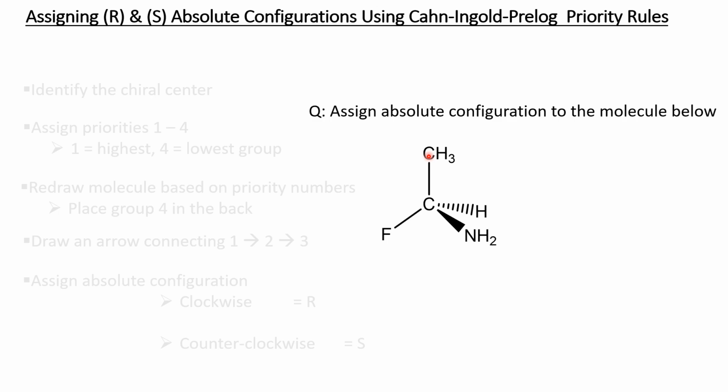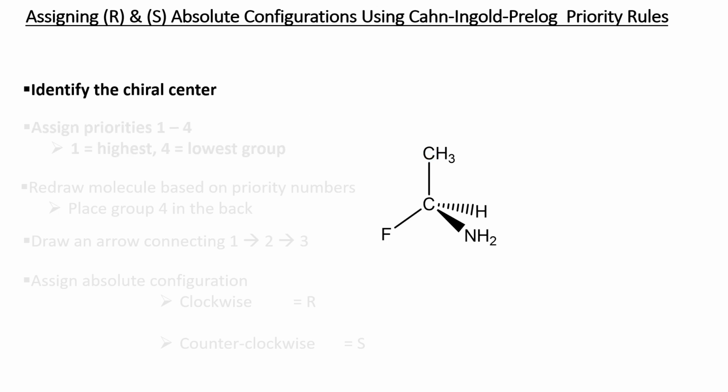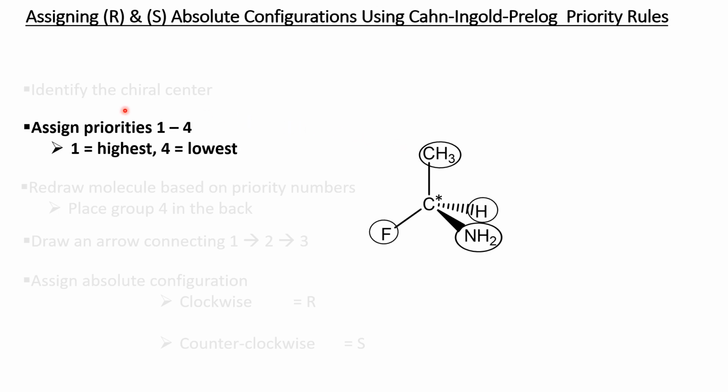Next, we have to identify the chiral center. The chiral center in this molecule is this carbon, and that's because there are 4 different groups attached to the carbon. The groups are fluoro, methyl, hydrogen, and NH2. Next is to assign priority numbers 1 to 4 to the 4 different groups, with 1 being the highest priority group and 4 being the lowest priority group.